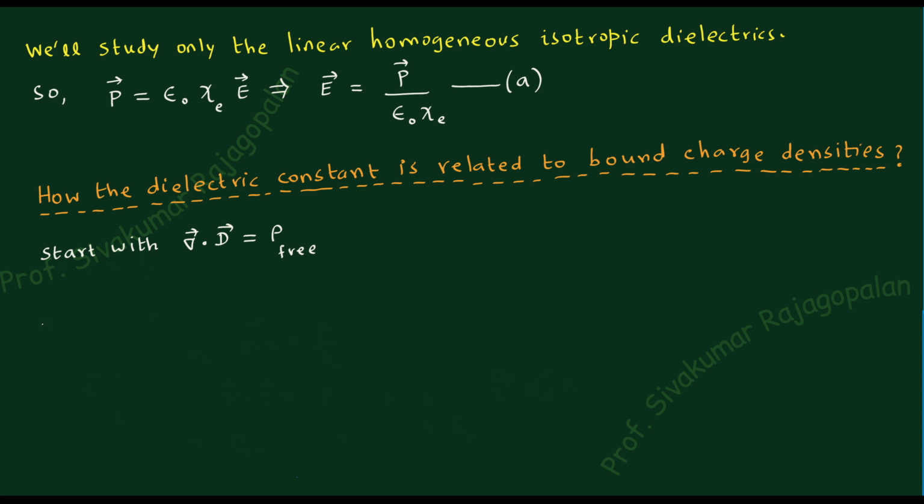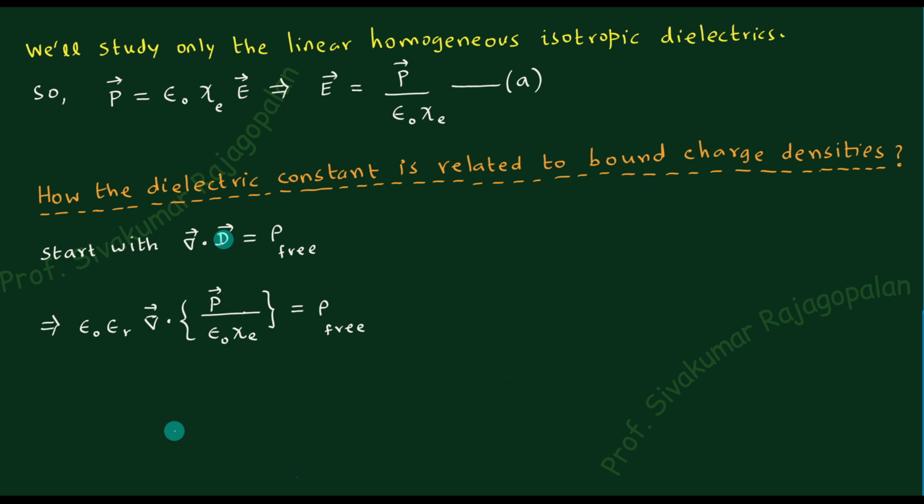That's what I have written there. And therefore you can now expand and write epsilon naught epsilon r into divergence of E. Now what is this D actually? This is what you'll have to write down, that you write this expression as P divided by epsilon naught into chi e, that is equal to rho free. So this is clear, right?